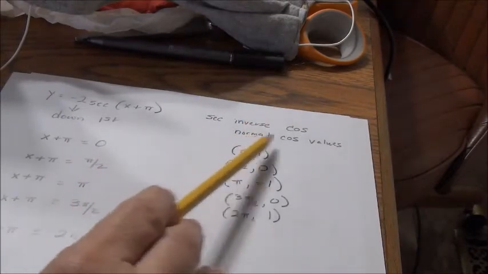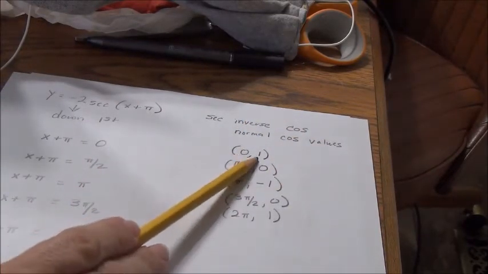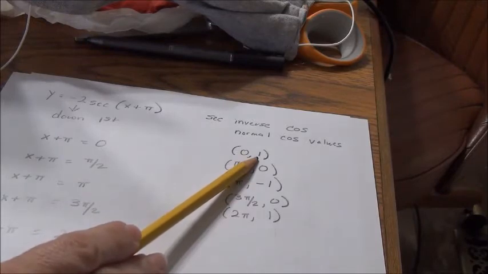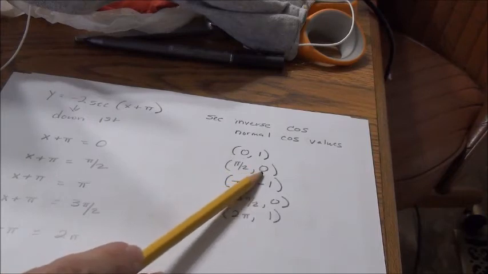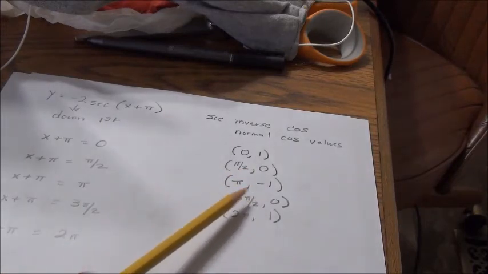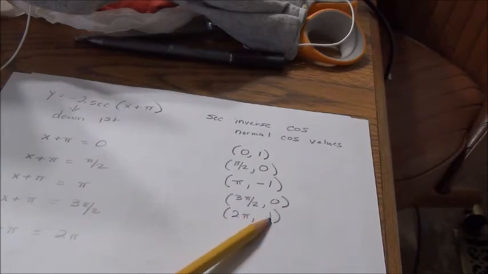For your normal cosine values, cosine usually starts at 0 and goes up to whatever the amplitude is. Normally your amplitude is 1. Then pi over 2 crosses at 0. At pi, you go to -1. At 3 pi over 2, you're at 0. And at 2 pi, you go to 1.